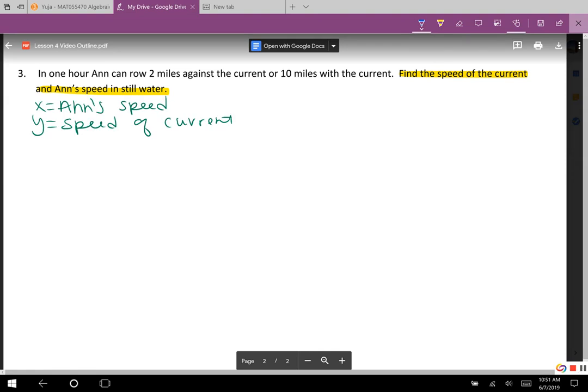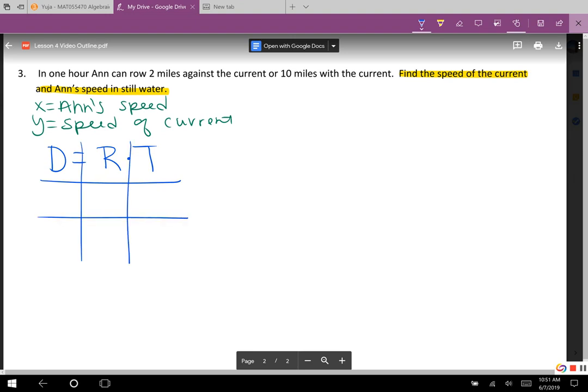So I'm going to let x represent Anne's speed and y is the speed of the current, or the speed of the water. Now with motion problems, I'm going to use the fact that the distance you travel is always your rate, or your speed, times time. In other words, if I'm driving at 60 miles per hour, in 2 hours, I've gone 120 miles. The speed times the time gives me my distance. So I'm going to use this relationship to get my equation, but I'm also going to use this to create a table to organize the information.